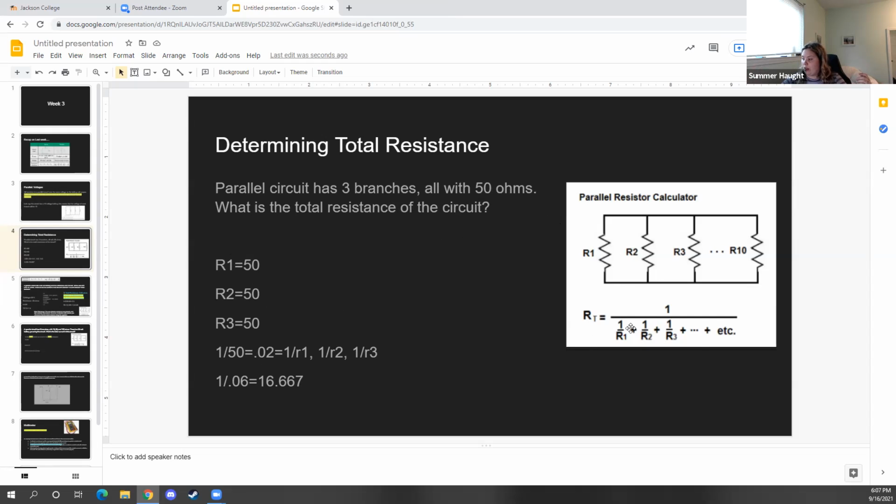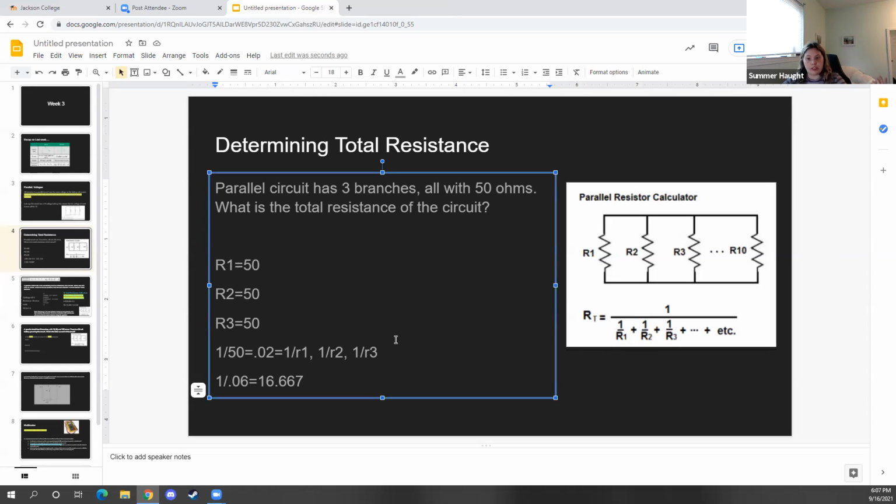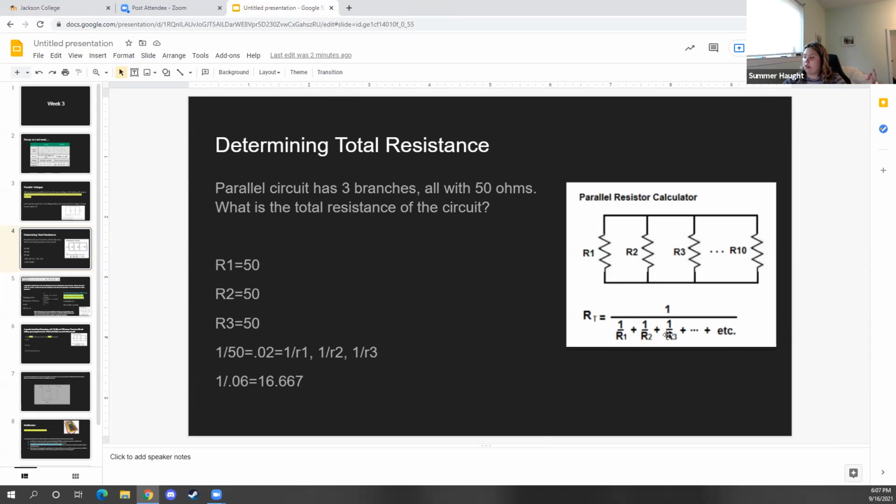So then, as this bottom equation shows you, you do 1 divided by all of those resistor values. So 1 divided by 50 is 0.02. So that's 1 over R1, right? Because 1 over R1 is 1 over 50, so it's 0.02. But since we know R2 is 50 and R3 is 50, that means that 1 over R2 and R3 are the same thing as 1 over R1, which is 0.02. This equation then tells you to add all those together. So you do 0.02 plus 0.02 plus 0.02, which is 0.06.